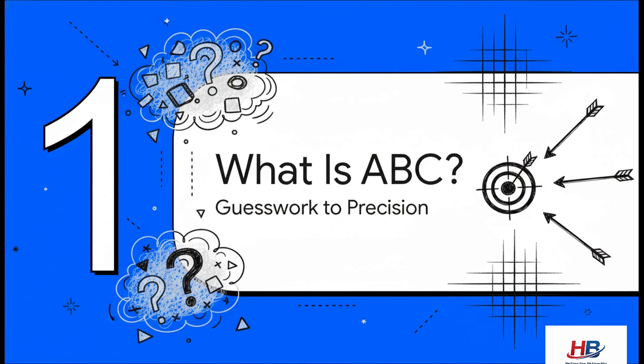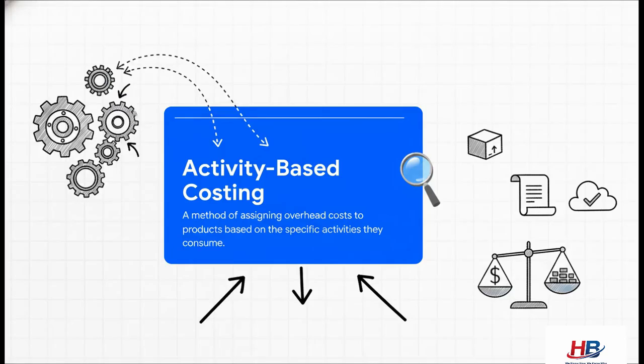First things first, what is activity-based costing? Well, think of it as moving from guesswork to precision. It's all about getting really, really accurate. So here's the deal. ABC is basically a method for assigning all those overhead costs based on the actual activities that a product or service uses up. So instead of that whole peanut butter thing, we're linking a cost directly to what caused it. It's all about cause and effect.